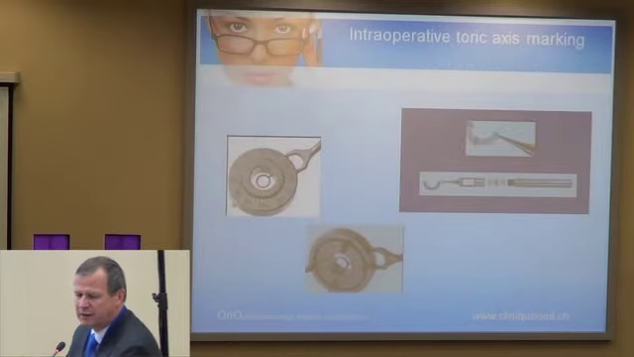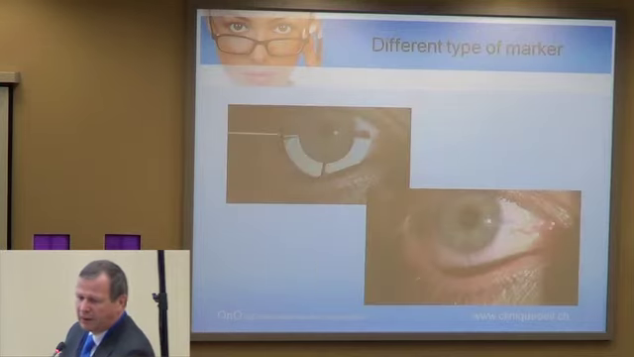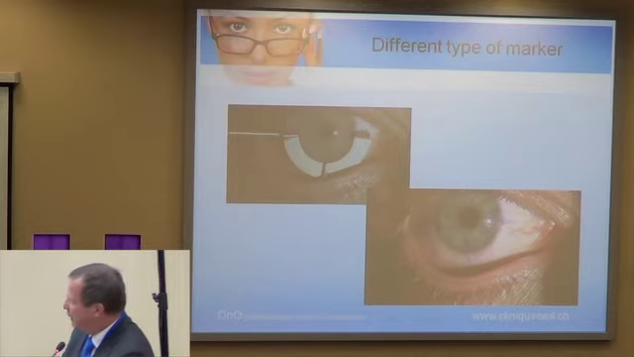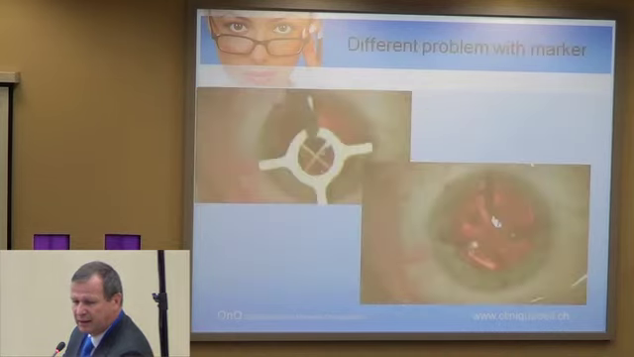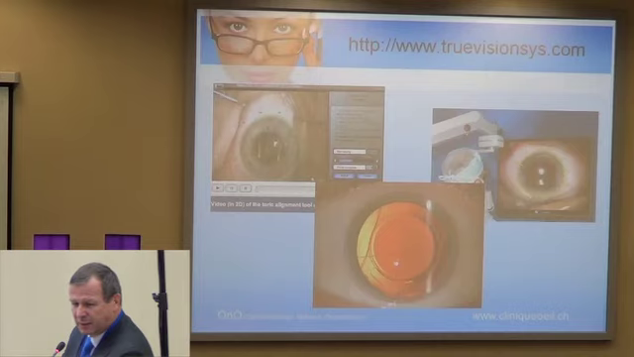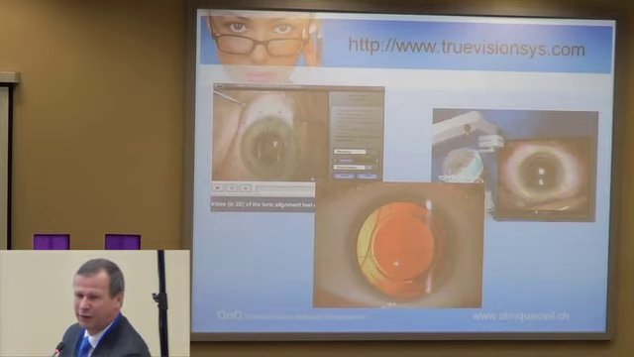You have a lot of systems to mark your 0 degree, and it's very easy with any marker to deviate it by 5 to 10 degrees. So we introduce this. One of the best systems is TrueVisionSystem.com, and it costs a lot of money. It's very expensive. You will lose a lot of money.